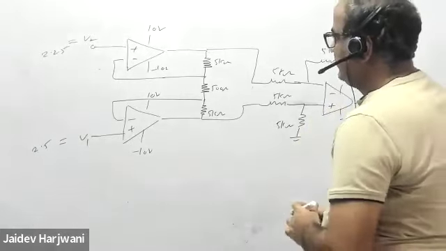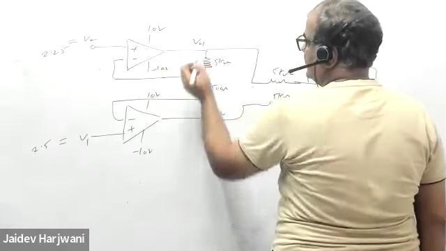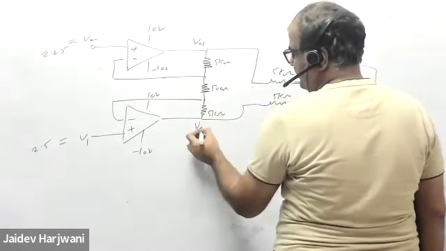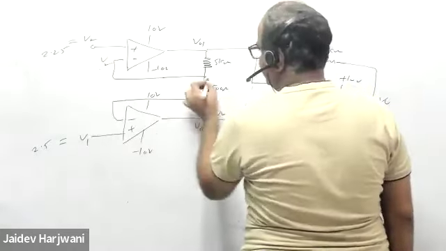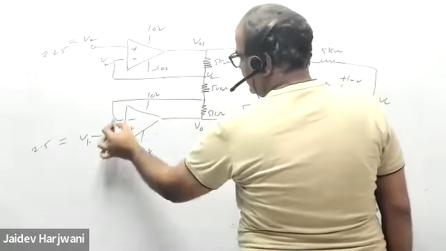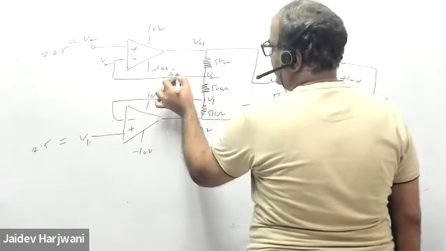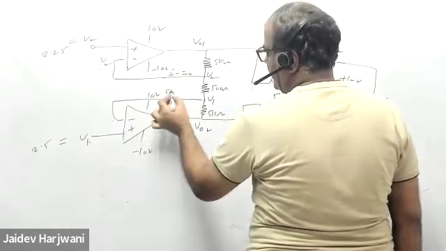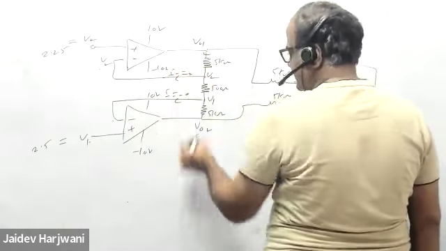So I already told you, here no current will go. Say some voltage output is here, V01, and some voltage output is here, V02. So this V2 will come here, and this V1 will come here. And here no current will go. No current here, I minus is 0. So this current is going only here.